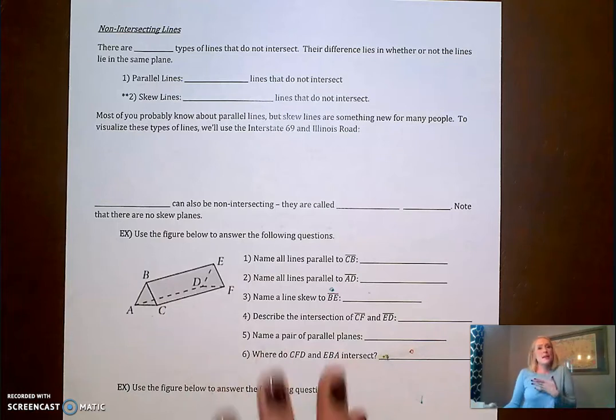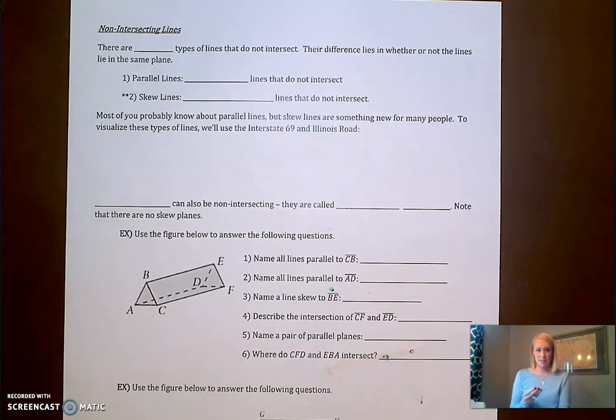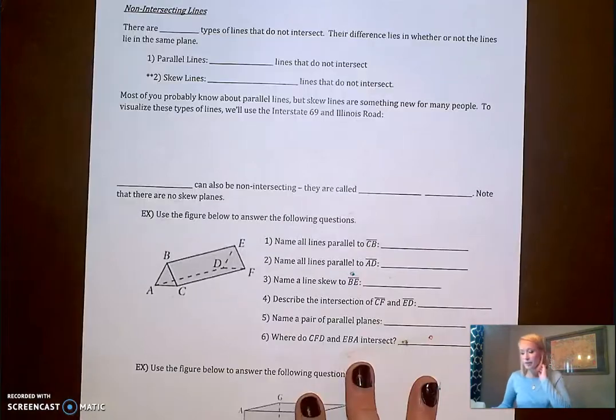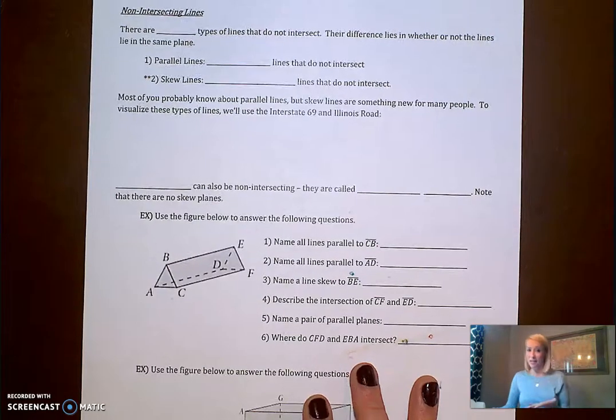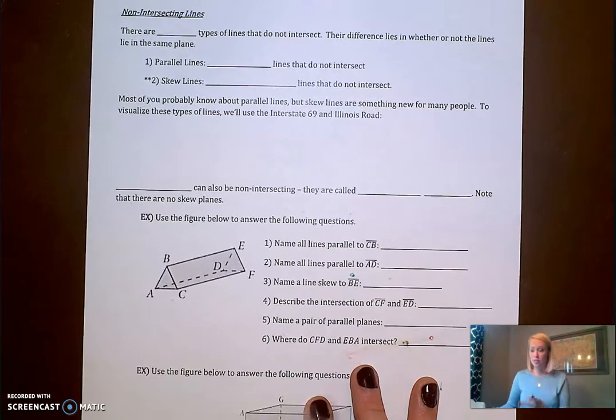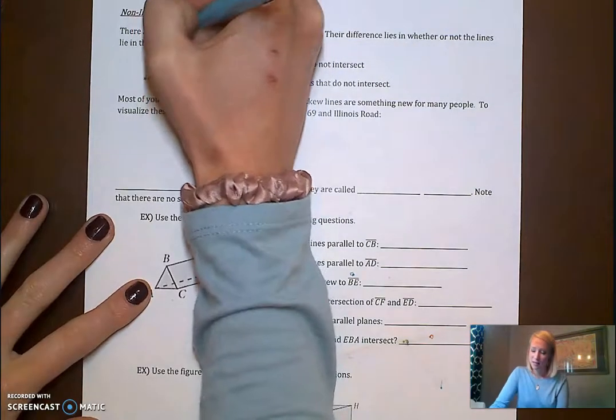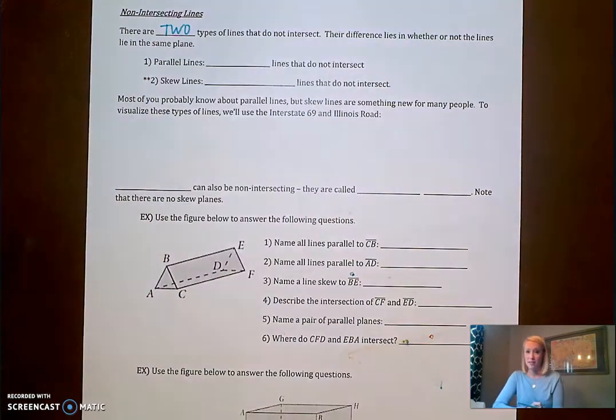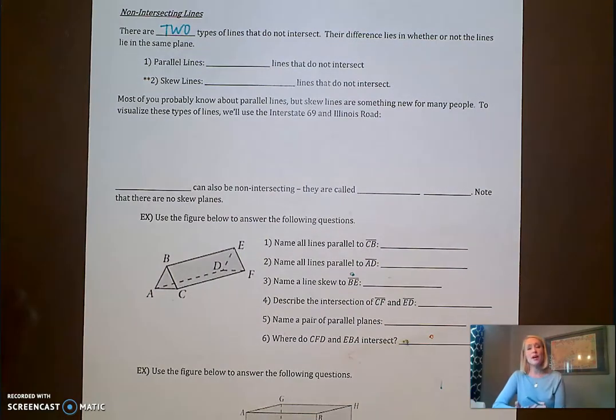Okay, so that was analyzing what happens when lines intersect. Rays happen, segments happen, all that good stuff. What about when lines do not intersect? Well, there are two types of lines that don't intersect. The difference lies in whether the lines are on the same plane or not.